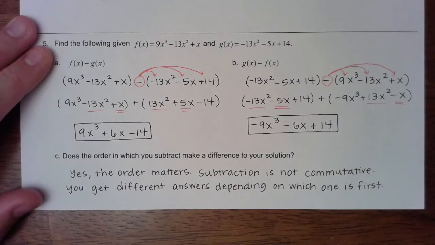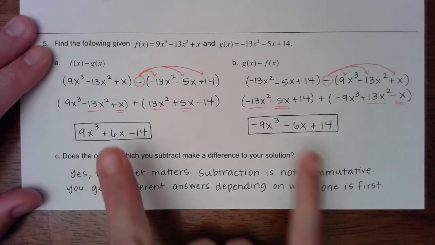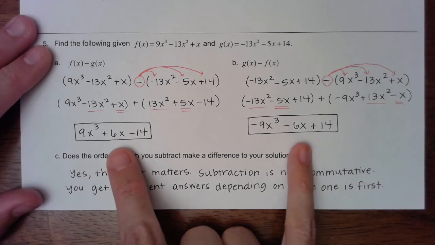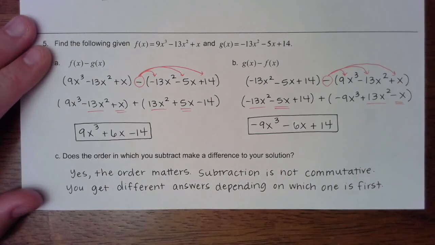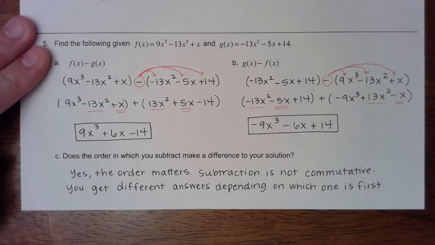In the final question, we're being asked, does the order in which you subtract make a difference to your solution? And comparing these two answers with each other, the answer to that question is yes. If you put f first versus if you put g first, the answers are very similar, but they're not exactly the same if you look at the signs. And so yes, the order matters. Subtraction is not commutative. You get different answers depending on which one is first.